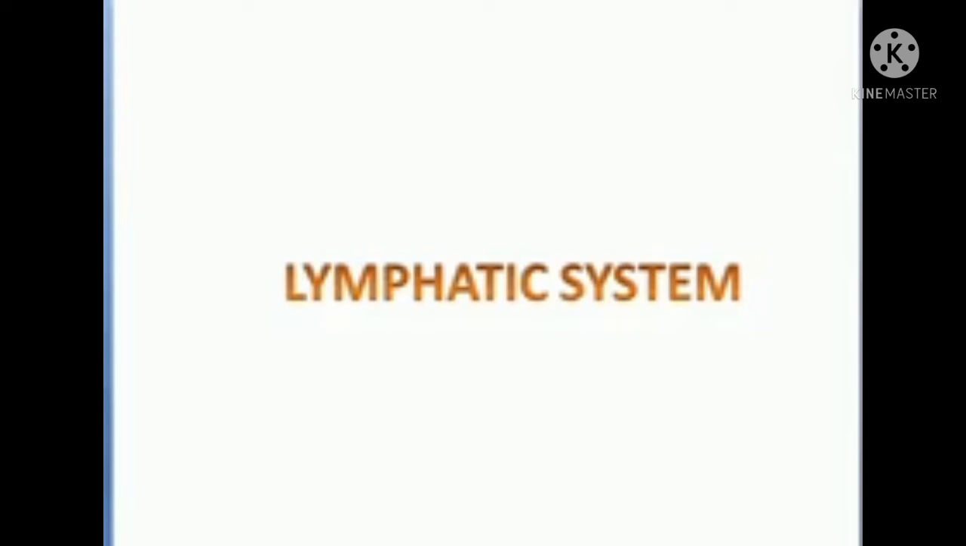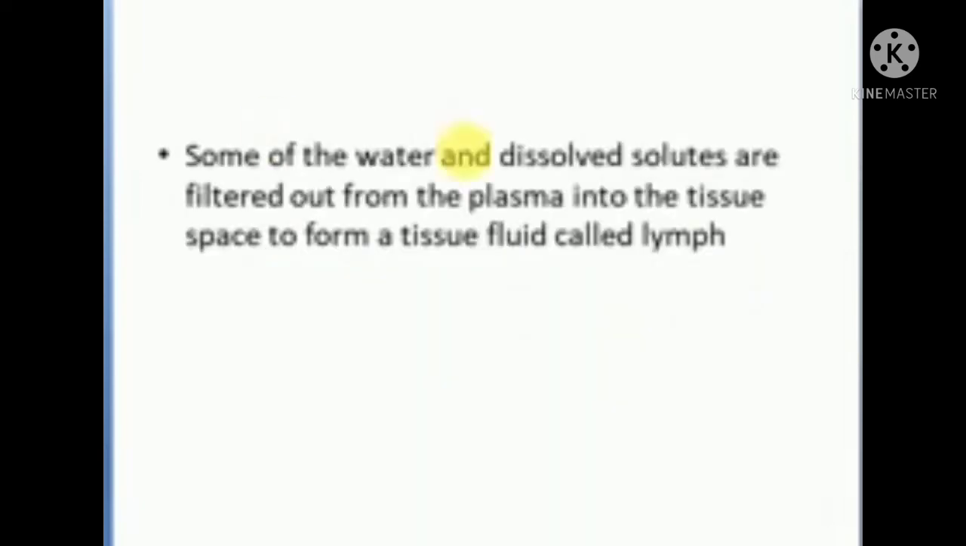See, this lymphatic system: when blood reaches the capillaries, some of the water and dissolved solutes are filtered out from the plasma into the tissue space to form a tissue fluid that is called what? Lymph. Some of the water and dissolved solutes are filtered out from the plasma into the tissue space to form a tissue fluid that is called what? Lymph.